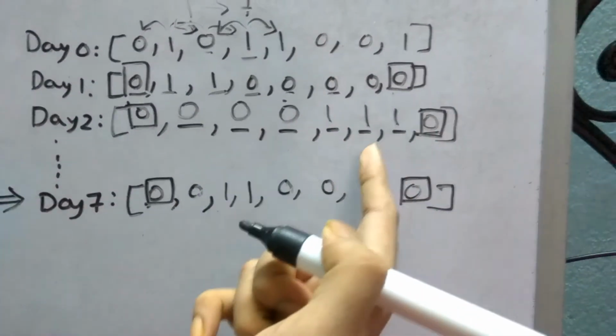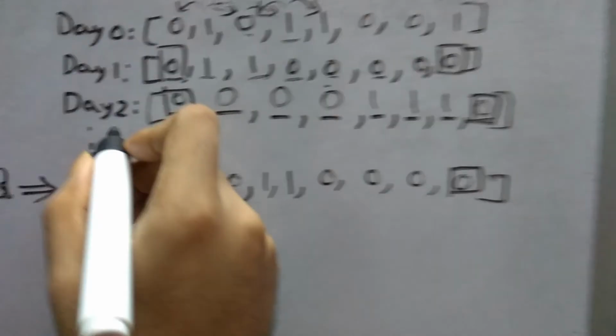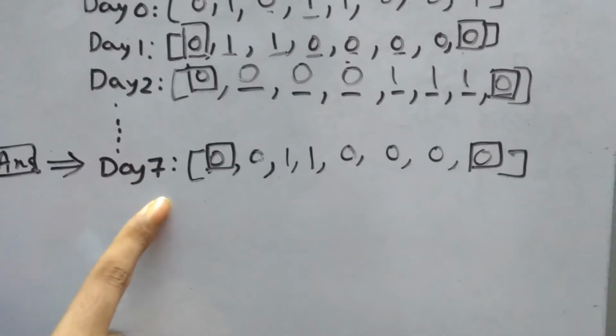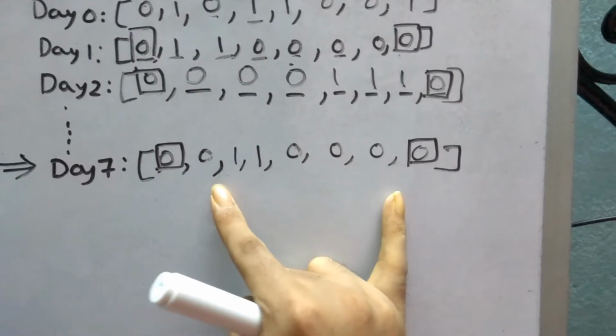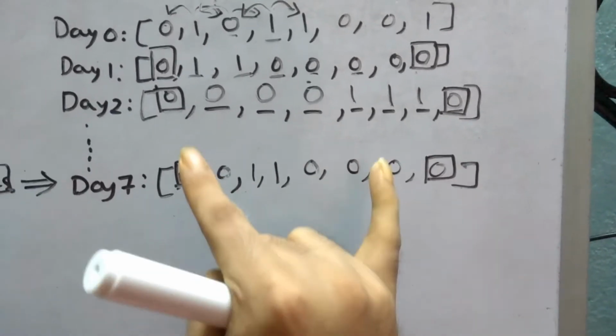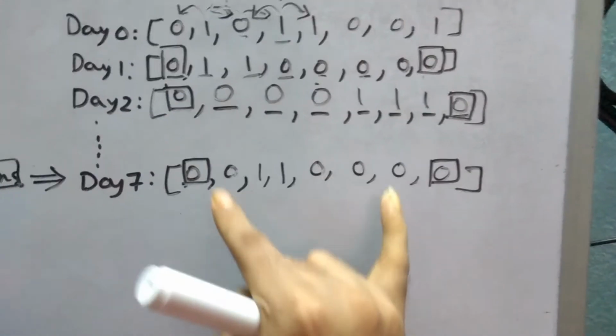Like this we can fill up the whole thing, and after doing it several times, at day 7 we can see we are getting this as an output, because this is the state of the cells after n days.